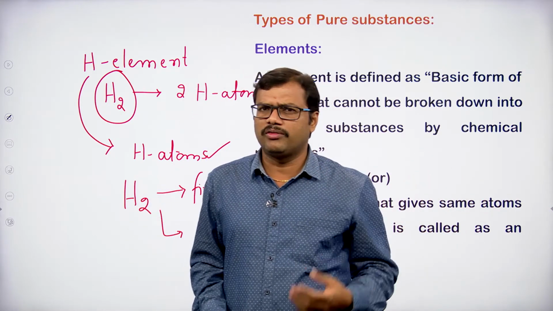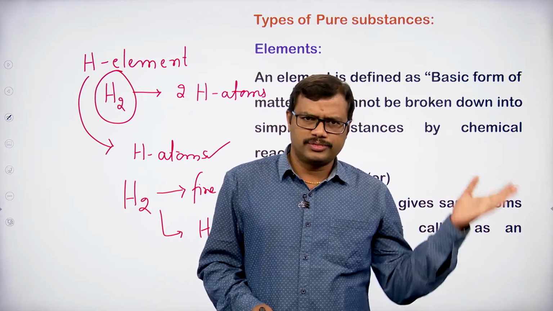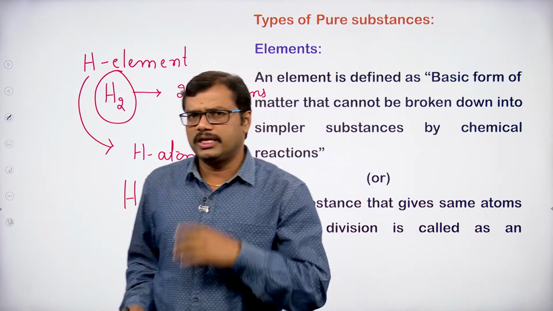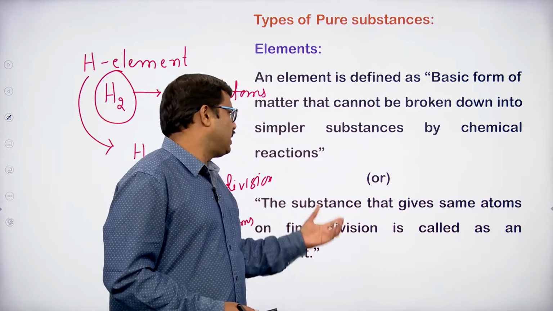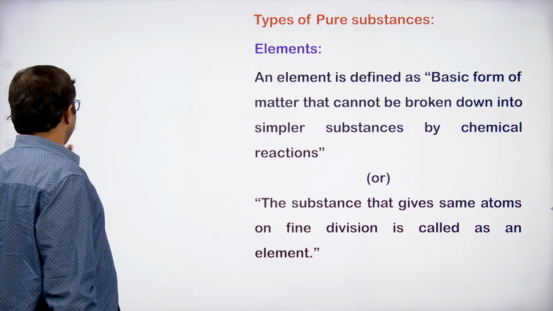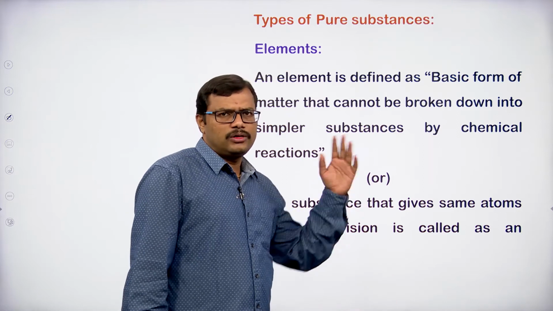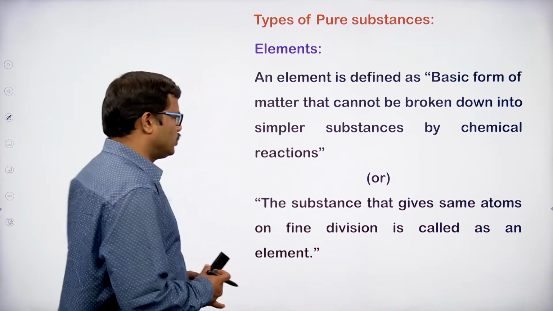An element is generally going to give us only one kind of atoms on fine division. The substance which gives us the same atoms on fine division can be taken as an element, or we can define it the other way around. It is the basic form of matter which cannot be further divided into simpler substances. Okay. So, it is the last.